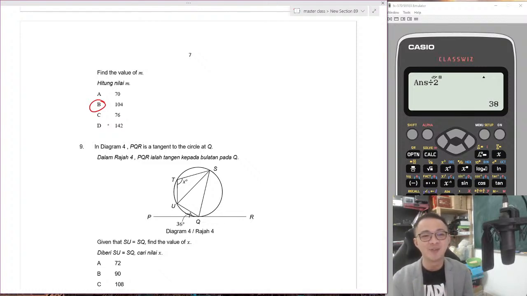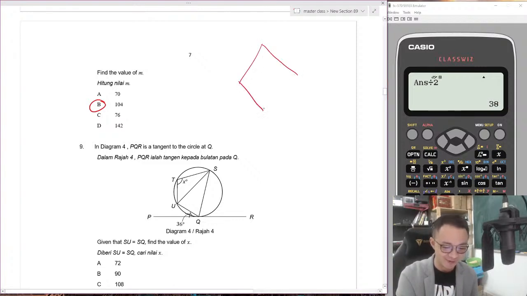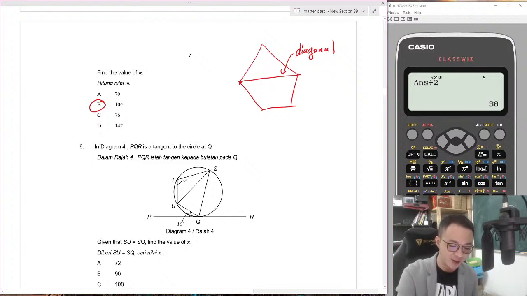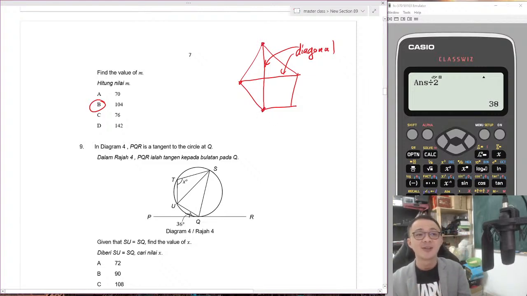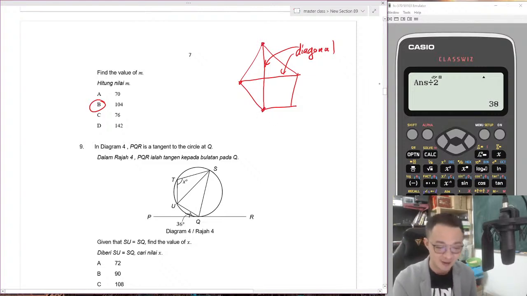What does diagonal mean? Diagonal basically means you can cut the shape from one vertex to the other vertex. This line we call a diagonal. I believe this one also we can call a diagonal, because you can go from one vertex to the other vertex. Right, so yeah, I hope I did explain to you.